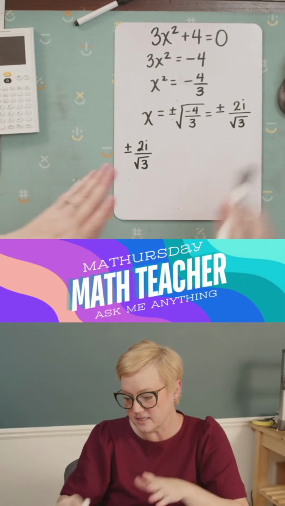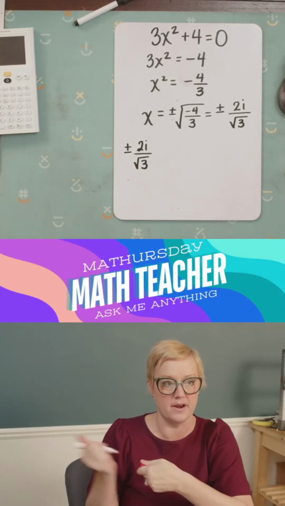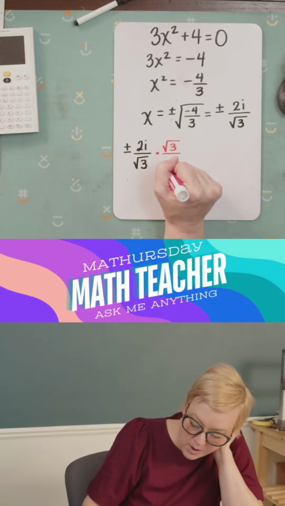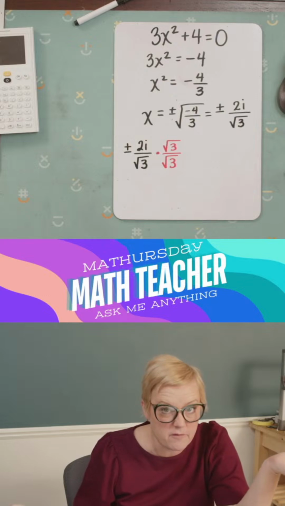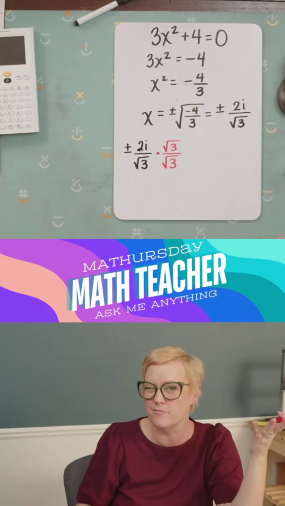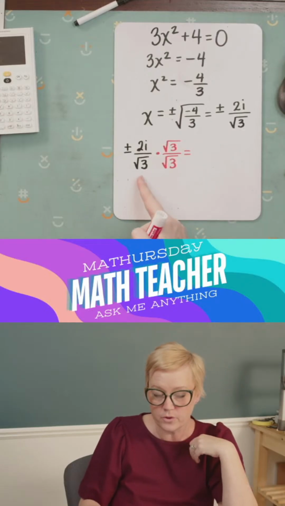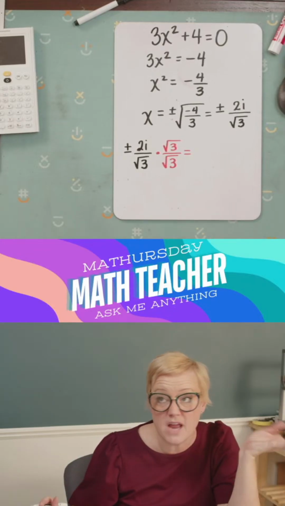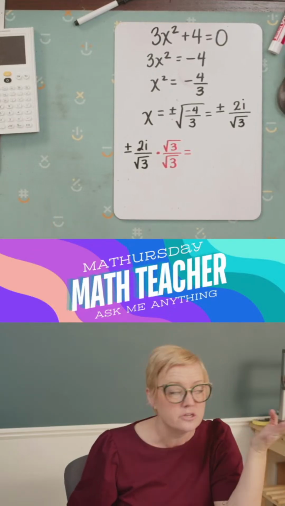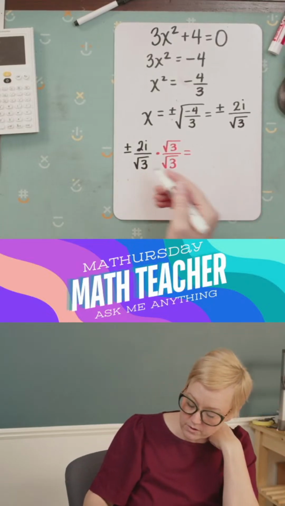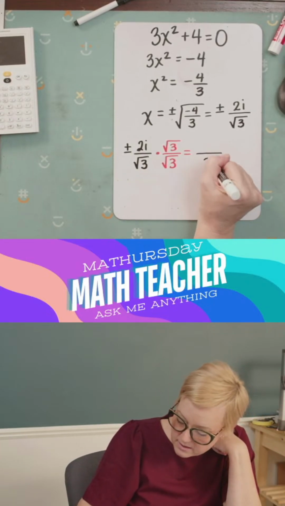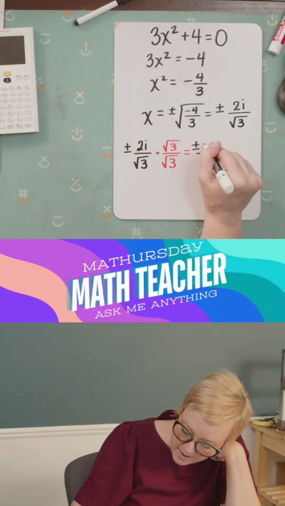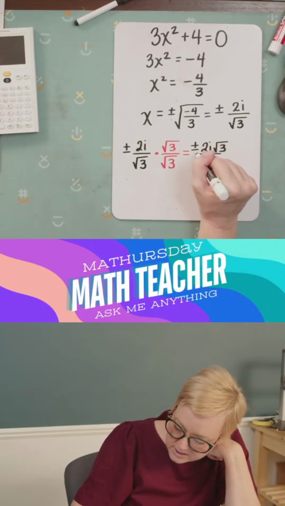So to rationalize the denominator means I don't want that radical in the bottom. So I'm going to multiply it by root 3 over root 3. This is just multiplying it by 1. And I can multiply it by any version of 1 as long as it's the same thing on top and bottom, whatever's going to help me out. Root 3 times root 3 is just 3. Right? Square root of 9 times the square root of 9, that's 3 times 3, which is 9. Square root of 5 times square root of 5 is 5. Square root of 3 times square root of 3 is 3. So we've got 3 on the bottom, and then we've got plus or minus 2i root 3 on top.